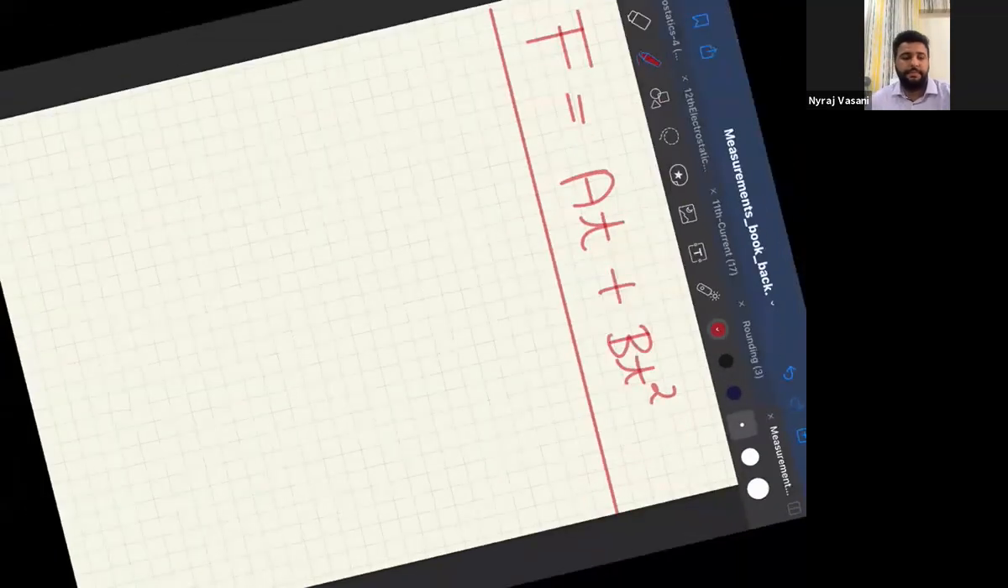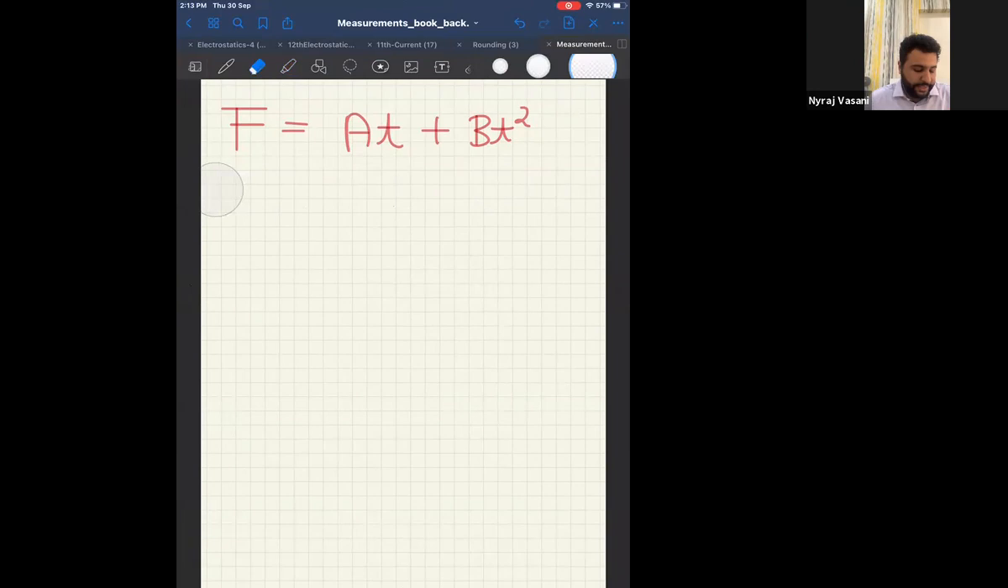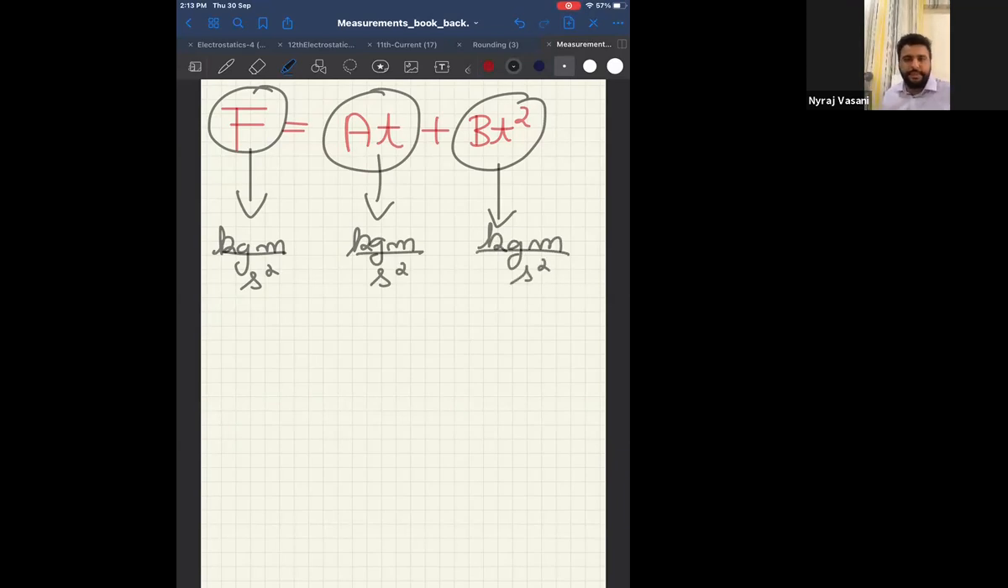Now look at this. F is equal to AT plus BT square. Now I am telling you the equation is correct. Find out the dimension of A and B. If the equation is correct, the unit of F, unit of AT and unit of BT square should all be the same because the equation is dimensionally correct. What is the unit of force? Unit of force is kg meter per second square. Therefore, all three will have the unit kg meter per second square.